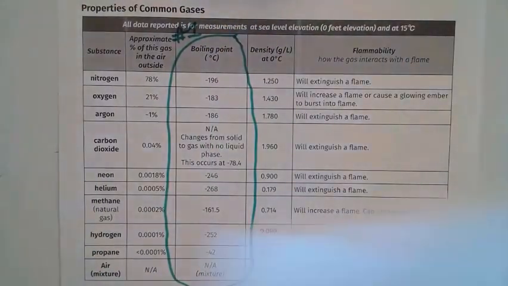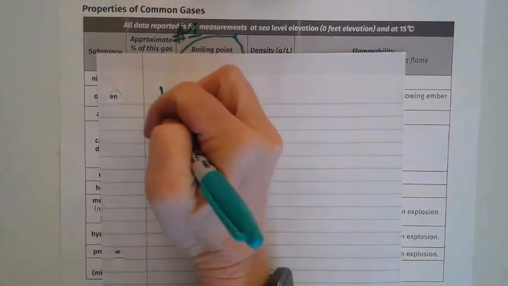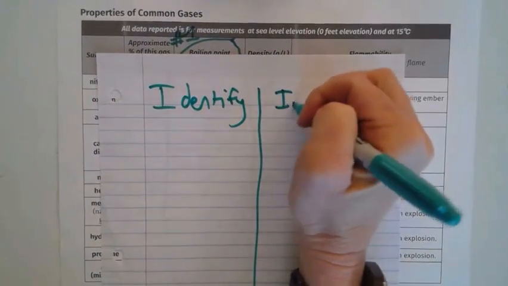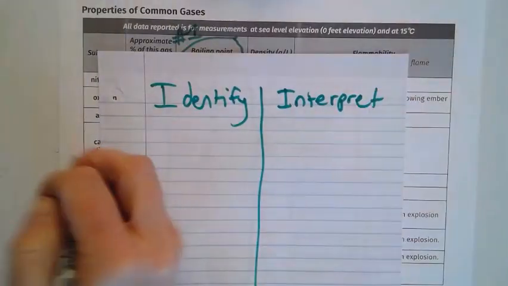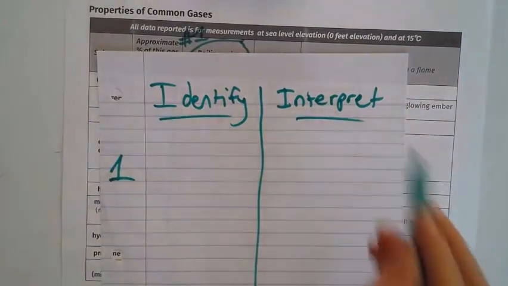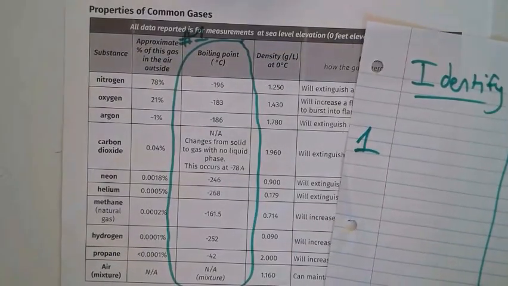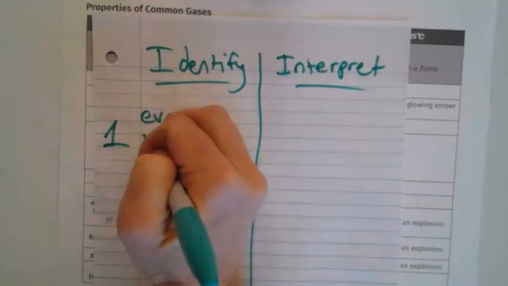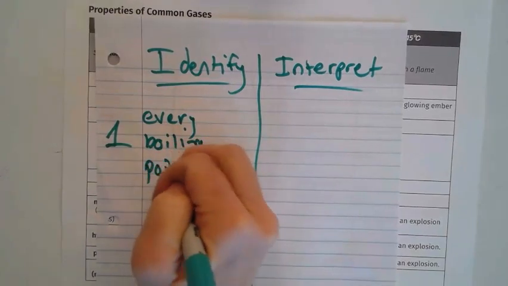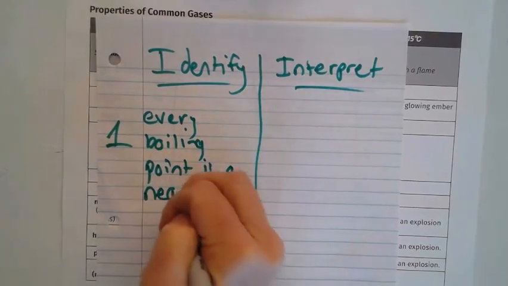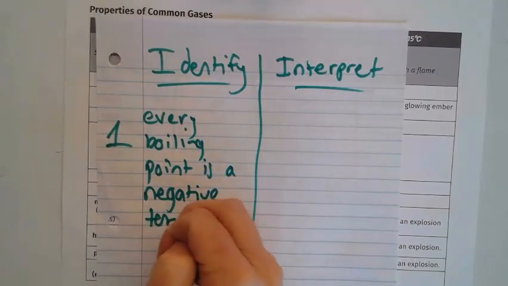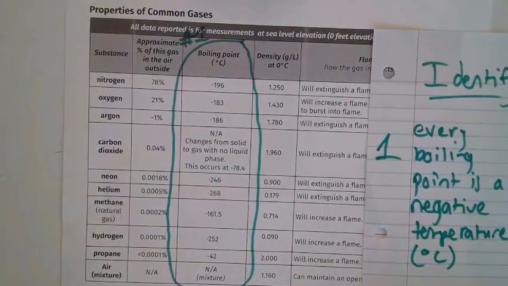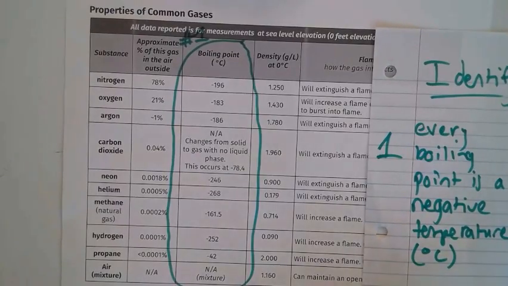All right, so now I'm going to bring up my piece of paper, and I know I have to do an identify and interpret column. So I'm going to write identify and interpret, and I'm going to start off by focusing on my first thing that I noticed. I identified that every single boiling point was negative. So every boiling point is a negative temperature. And again, I'm just going to put that this is in degrees Celsius, and I know that if it's negative in degrees Celsius, it's super cold.